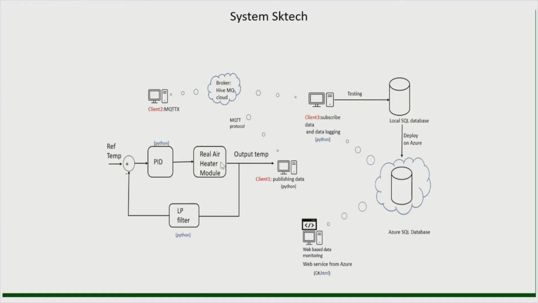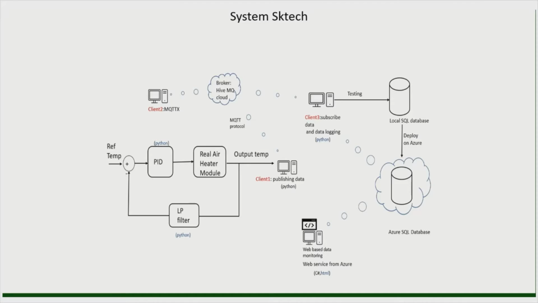Our design will first start with the control system, which will be controlling the temperature of the real air heater module with the help of a PID controller. This PID controller and a low pass filter are implemented on the Python platform. The output temperature from the air heater module will be published to the broker, HiveMQ Cloud, by one client, and the code is designed in Python.